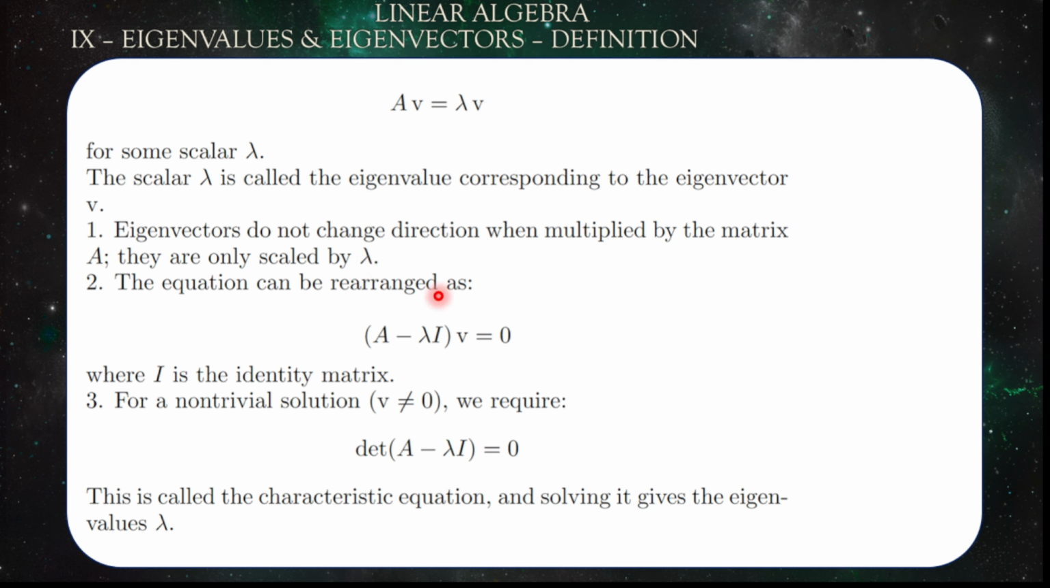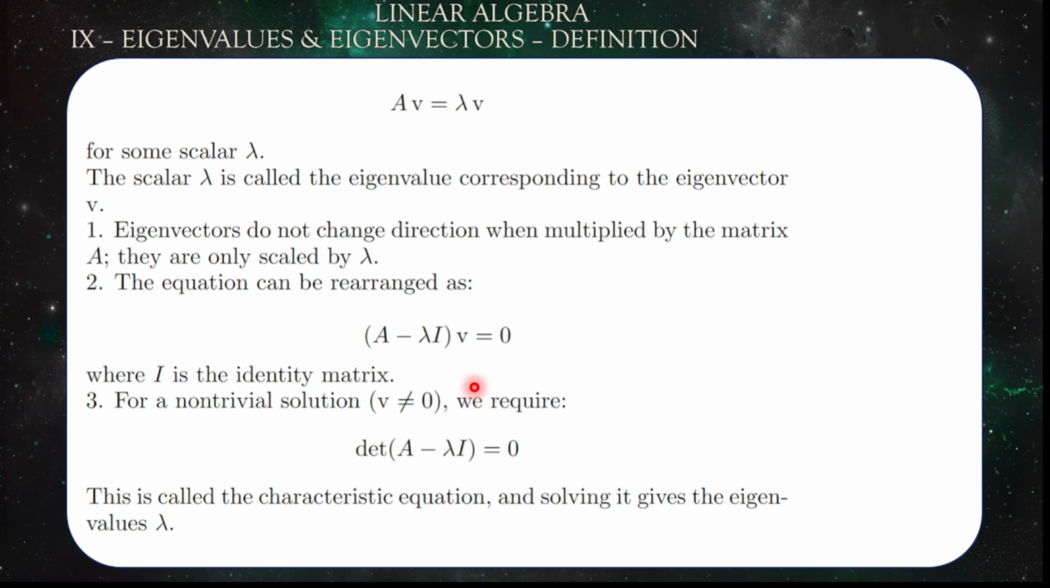The equation can be rearranged as (A minus lambda I) multiplied by v is equal to 0. So A, which is the original matrix, minus lambda, the scaling factor, times I, which is the identity matrix, times v is equal to 0, where I is the identity matrix having the same size as A.